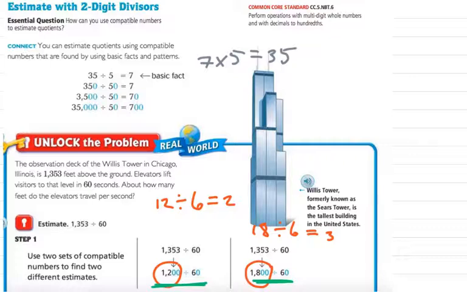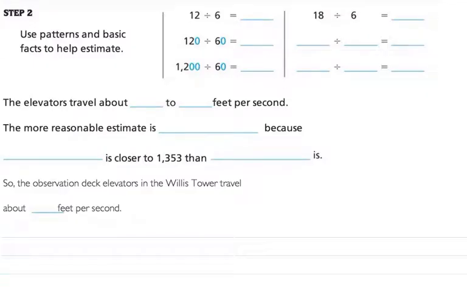This is our low estimate. Write down low estimate here, and this is our high estimate. What we're going to do now is we're going to try to figure out which one of these is a better approximation of our problem. So for step 2, boys and girls, we're going to go on and we are going to use basic patterns and basic facts to help us estimate.